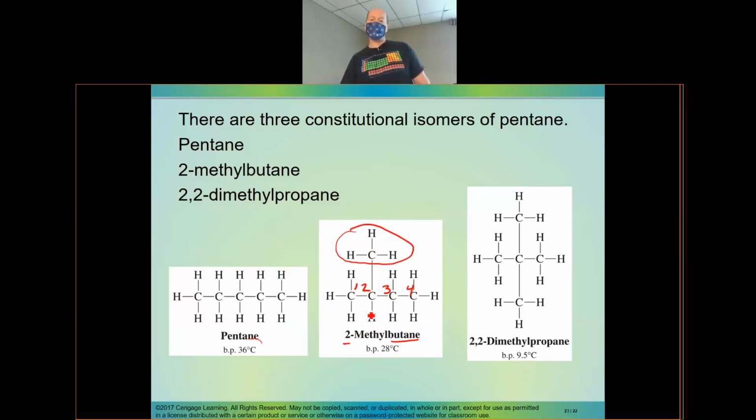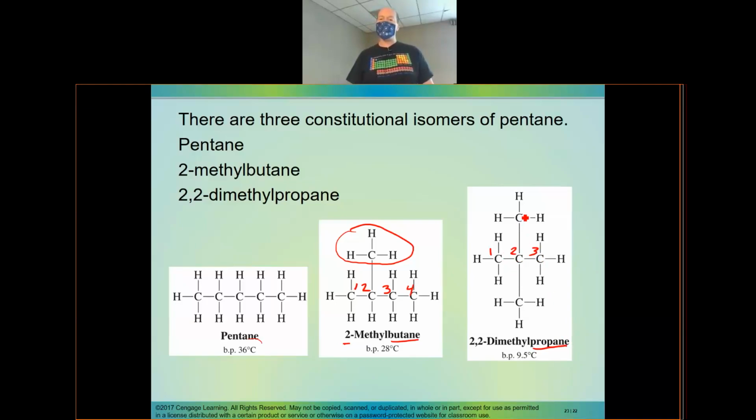So 2 gives us the location. Off of carbon 2, you have a methyl group. So it is 2 dash because it's a number and a letter. 2-methylbutane. All right, and then the last one here, your longest carbon chain is 3 carbons in a row. And so that gives you the base name of a propane.